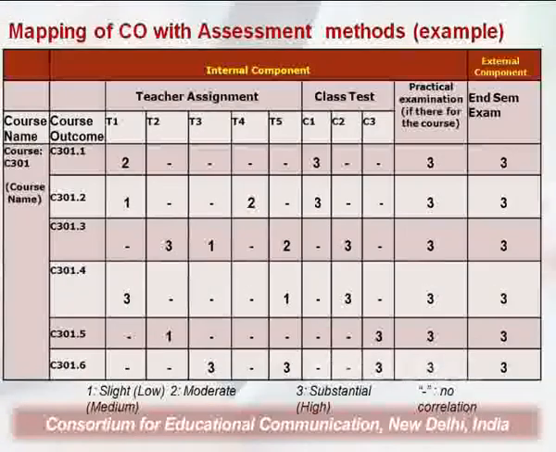So let us have a look at this. This is the internal component and on the right hand side is the external component. The name of the course is in the first column. The course outcomes are there, which are CO 1, 2, 3, 4, 5 and 6. So there are 6 course outcomes mentioned, and these are the various time periods under which the various internal assessments have been taken.